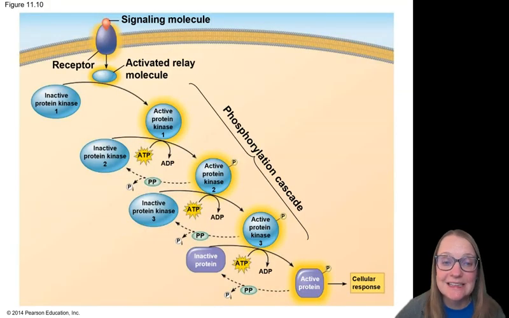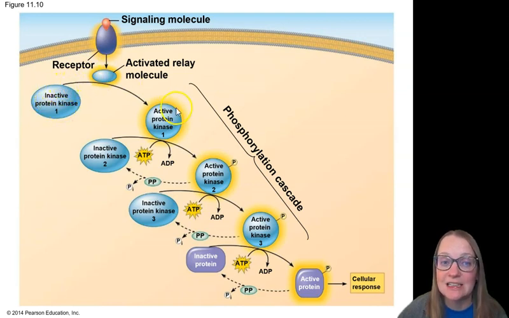Let's take a look at an example of one of these phosphorylation cascades. So here we're looking at the cell membrane. We've got a membrane-associated receptor here. The signaling molecule bound to the receptor and activated the receptor. From here, the shape change of the receptor can activate the first relay molecule. You can see it glowing here. This first relay molecule will then activate the first protein kinase in line.